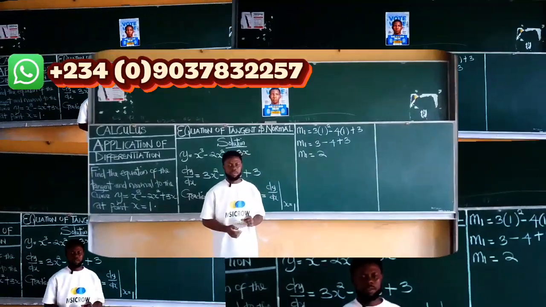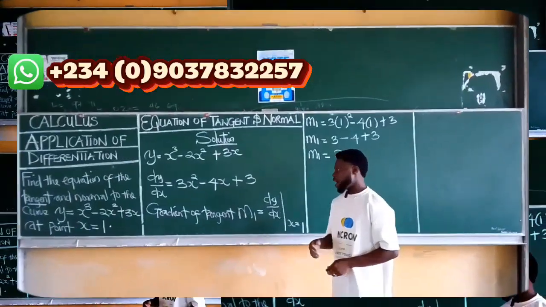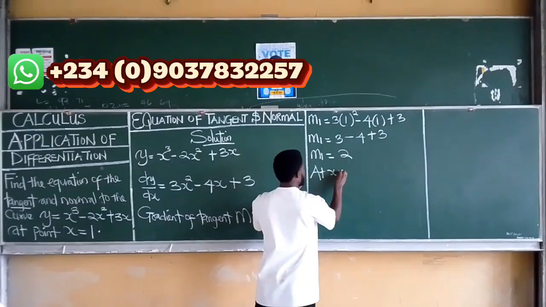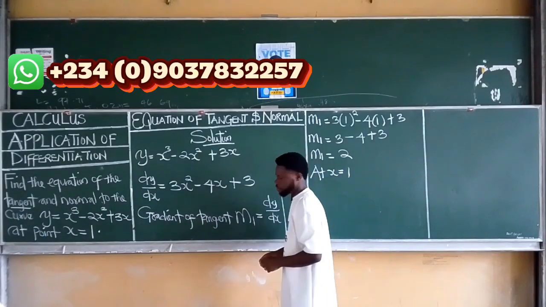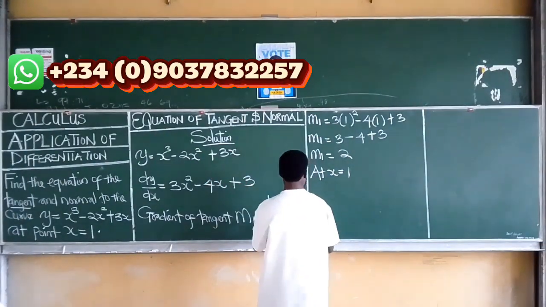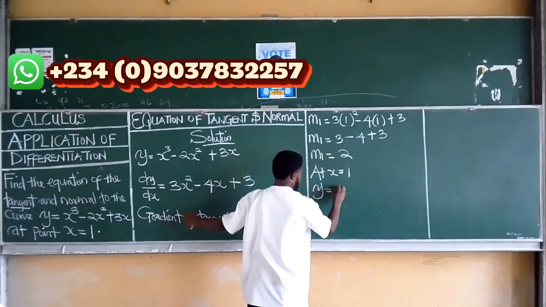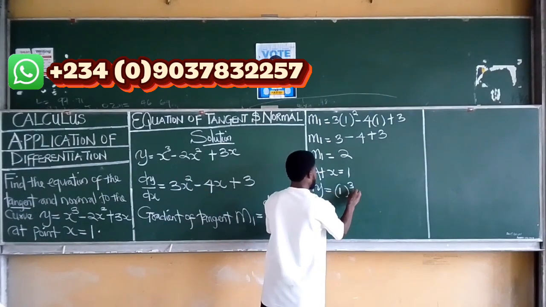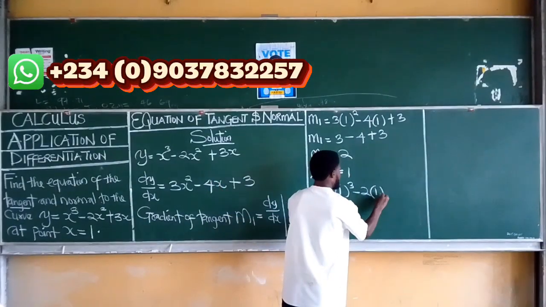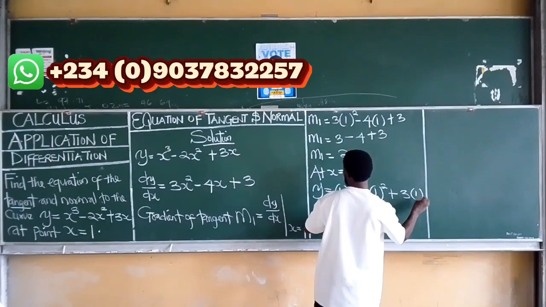Now the gradient of the tangent is equal to 2. Up next, at x is equal to 1, from the question given, let us determine the value of y from this function. So y will equal x, which is 1, raised to the power of 3, minus 2 times 1 raised to the power of 2, plus 3 times 1.